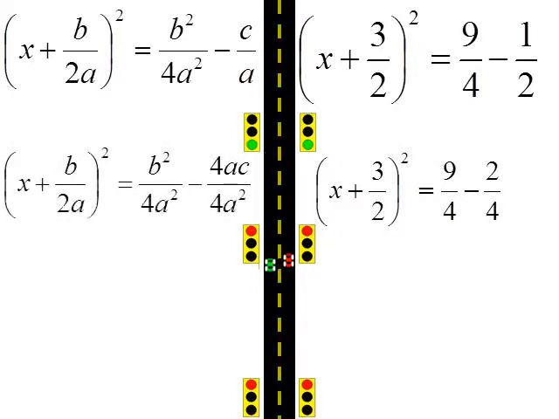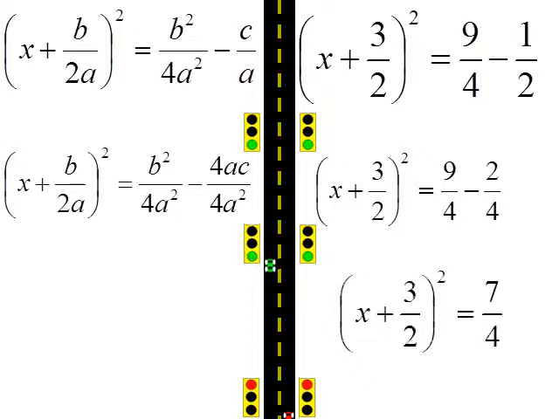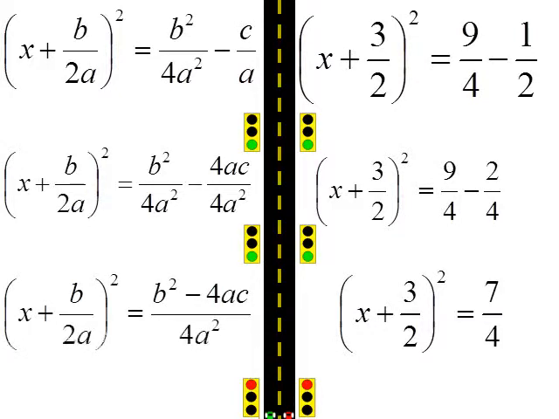So you'll see the left-hand side of the equation didn't change, and neither did the b squared over 4a squared, but now I have 4ac over 4a squared. Now since I have a common denominator, I'll just combine the tops. When we have the numbers, that becomes 7 over 4. When we have the letters, that becomes b squared minus 4ac over 4a squared.